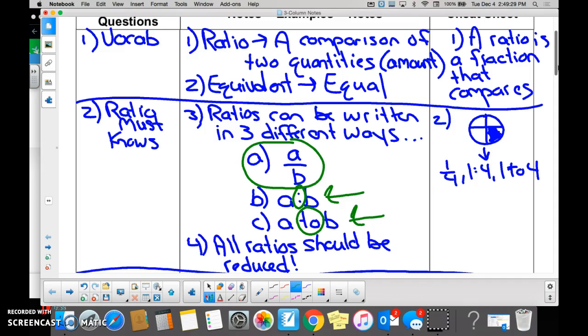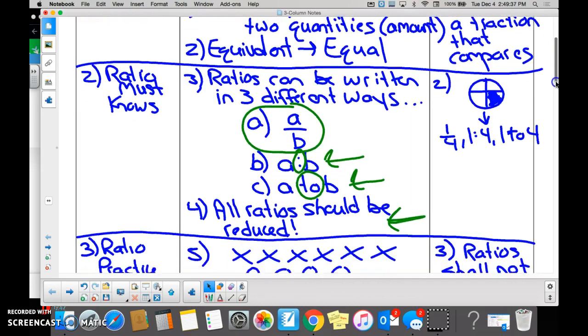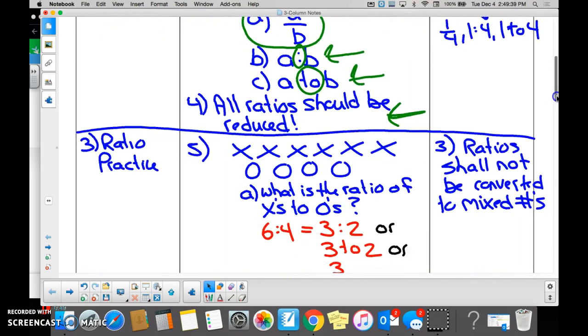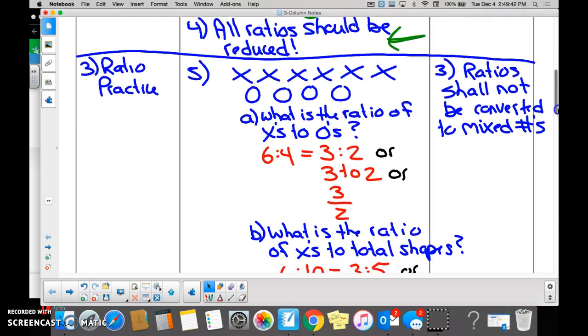Not the number 2. So, should ratios be reduced, you guys? Yes. Ratios should be reduced. So, we know a ratio compares two quantities. We know they should be reduced. We know they can be written 3 different ways.